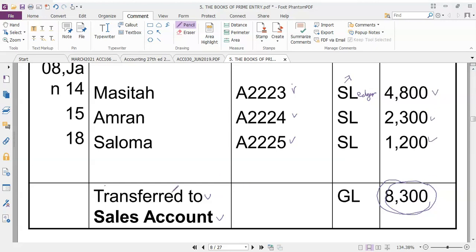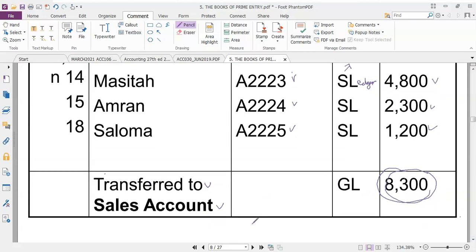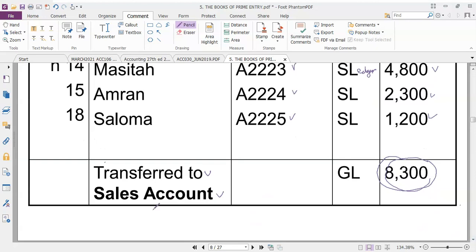After that you must tulis kat situ transfer to sales account. Even though the sale is credit sale, kita kena juga transfer dia kepada sales account, ataupun sales ledger. Sales ledger yang macam mana? Yang bentuk T tu. Contoh 8,300. So dekat sales account nanti, dekat sebelah mana sales account?